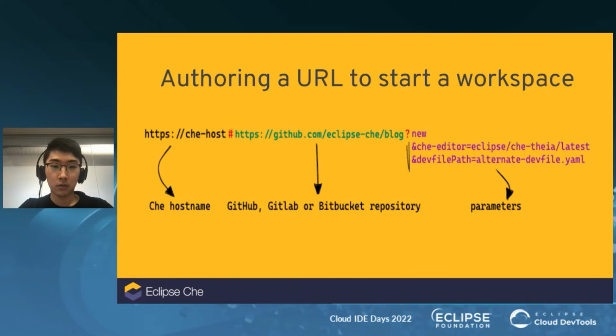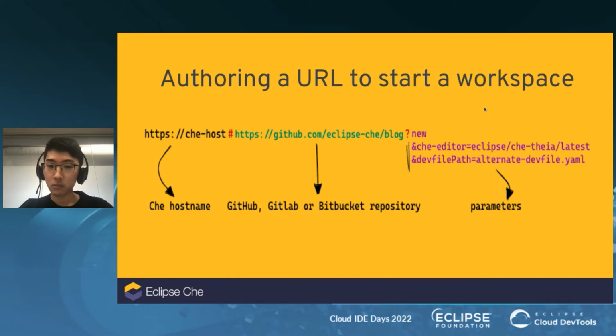But before that, let's go over how this whole URL looks. On the left-hand side, we have the Che host name. This can be the domain name that users use to access Eclipse Che. Next is the GitHub, GitLab, or Bitbucket project that you want to clone in your DevWorkspace, the project you want to work on. And lastly, the parameters that I've mentioned are completely optional.